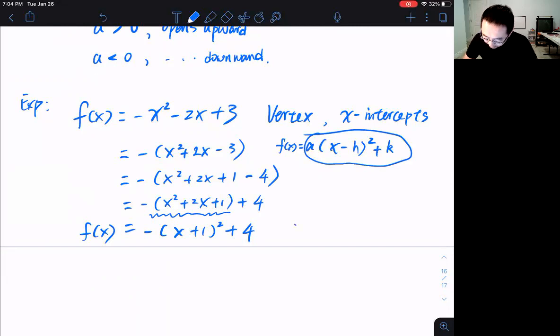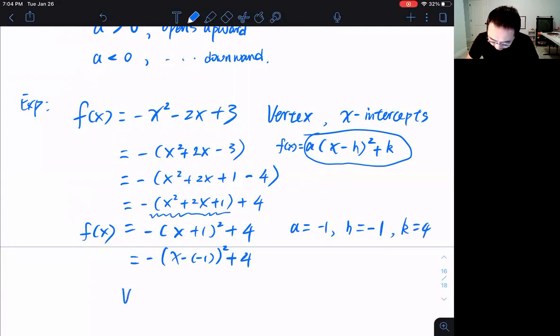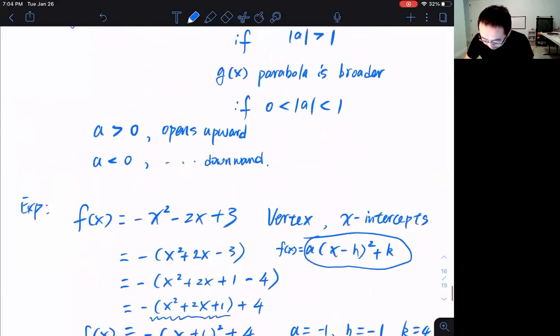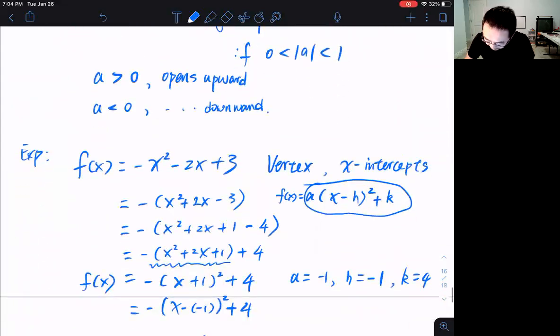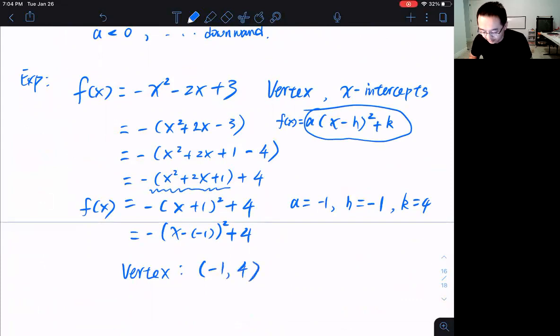All of a sudden, I know that here a is -1, and h is, well, remember, we have to do x minus h. So even though here it is x plus 1, it's important for you to know that this is x minus -1 squared. So h is -1 and k is 4. Once I have this form, I know the vertex is the point (h, k), so it's (-1, 4).